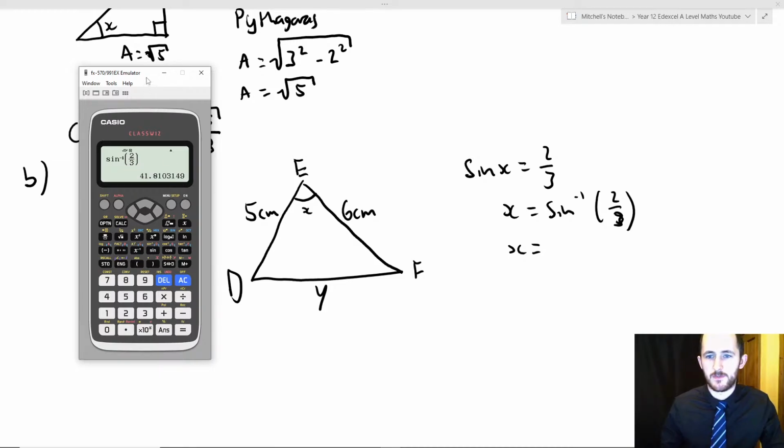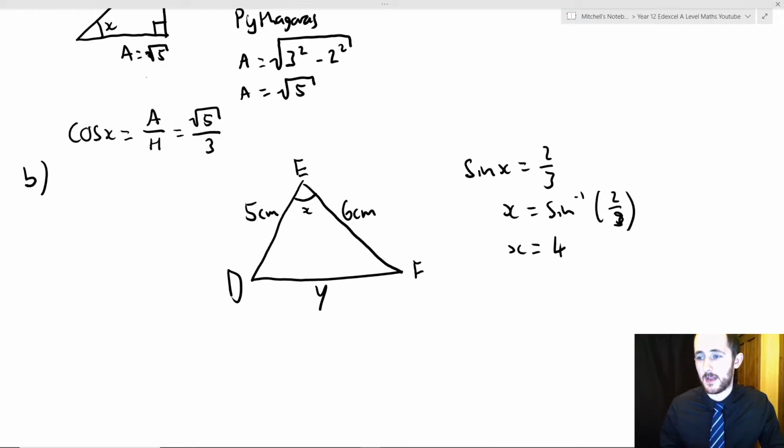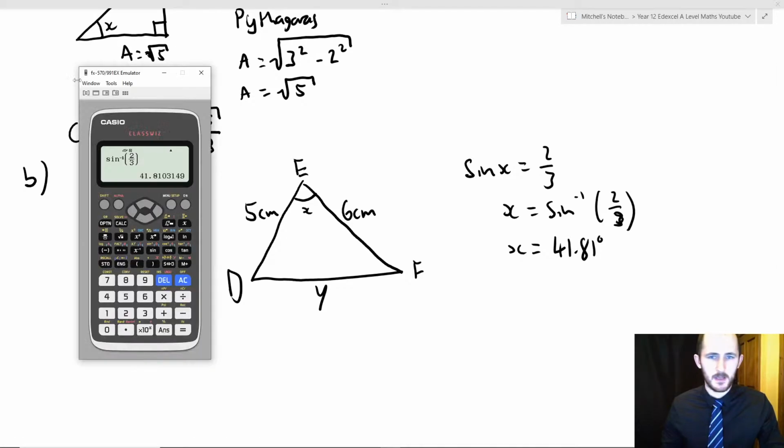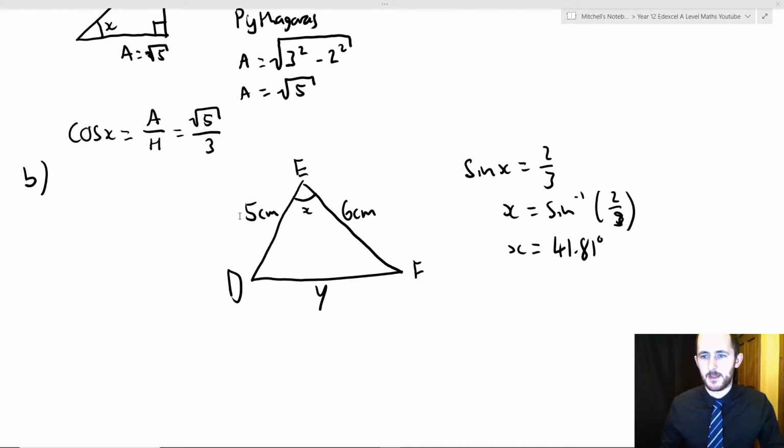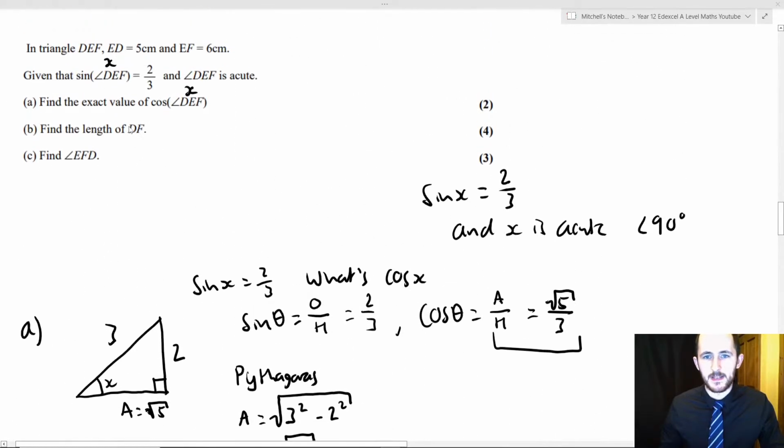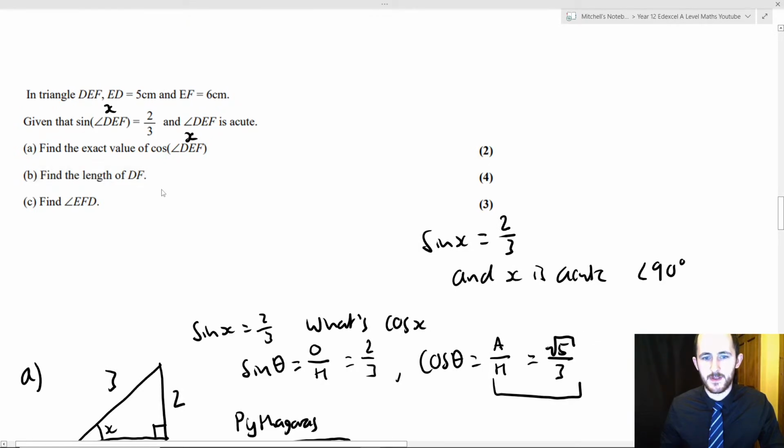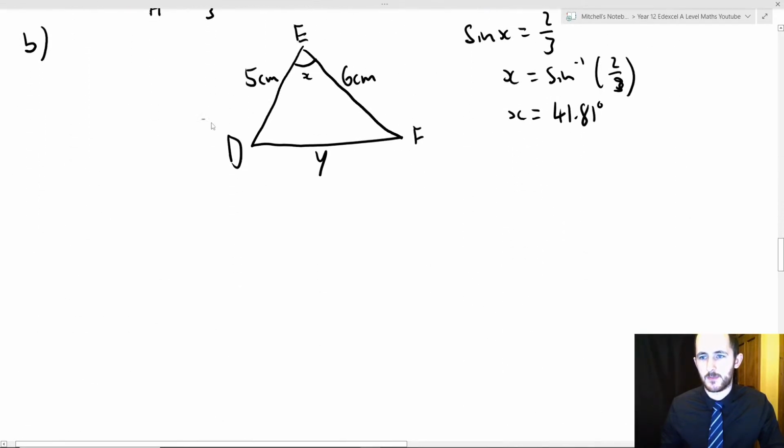So that angle is actually 41.81 even, if I can learn how to read. And perfect, okay. So part B literally just says find the length DF. So I've drawn the triangle out, I'm just looking for the length DF. Okay.